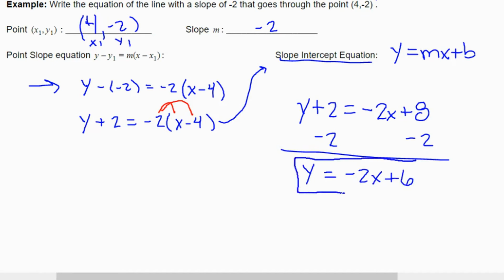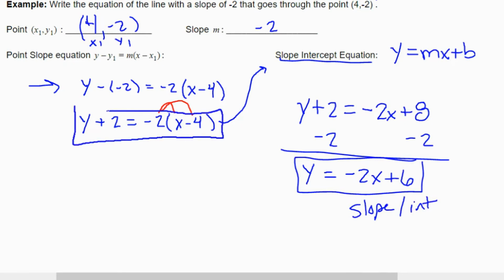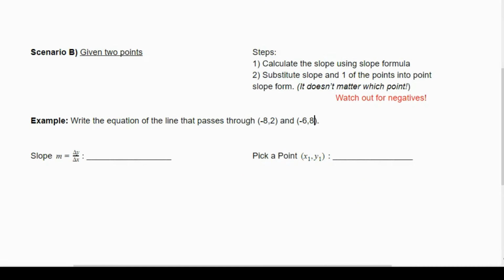So here we have both equations. Here we have it in the slope-intercept. And over here we have it in point slope form. Point slope. Very good. Yay. Our second scenario is this. What if I give you 2 points and not a point and a slope? Well, here are the steps.